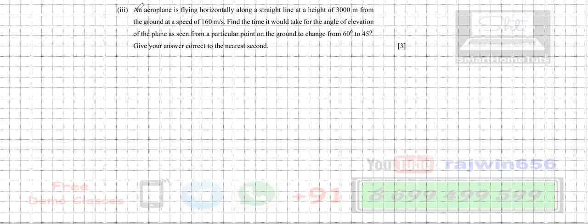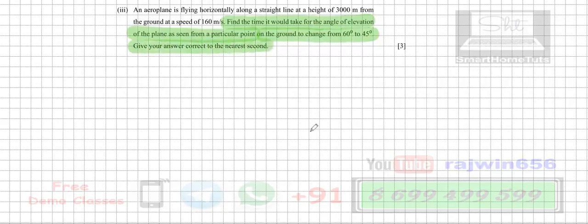So the question based on trigonometry. An aeroplane is flying horizontally along a straight line at the height of 3000 meters from the ground at the speed of 160 meters per second. Find the time it would take for the angle of elevation of the plane as seen from a particular point on the ground to change from 60 degrees to 45 degrees. Give your answer correct to the nearest second.